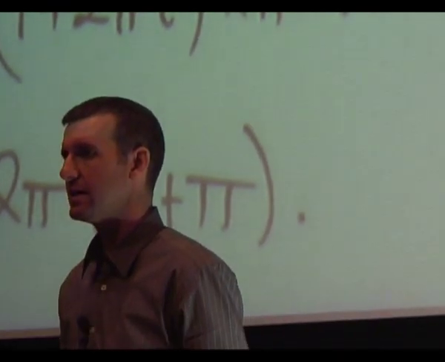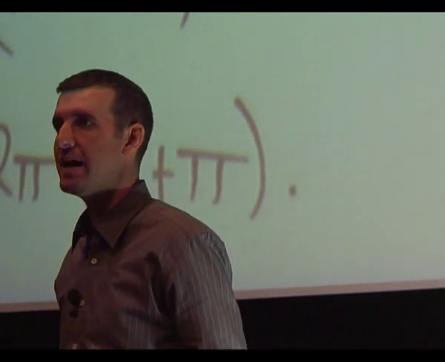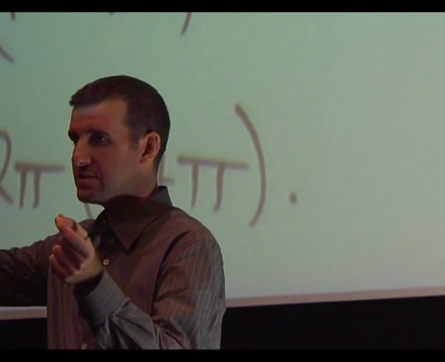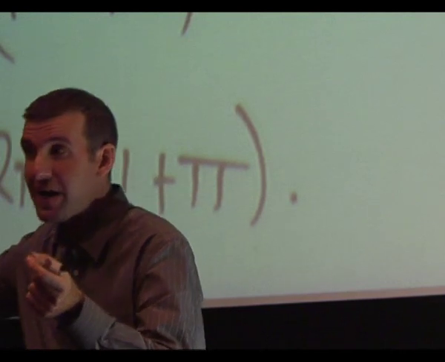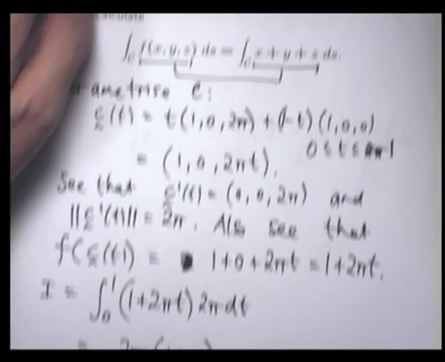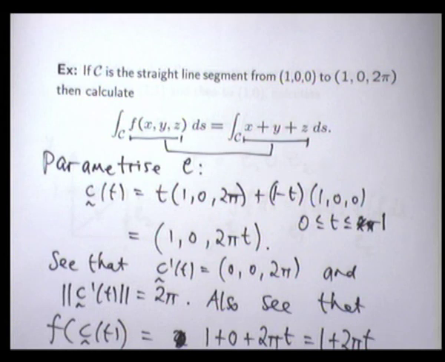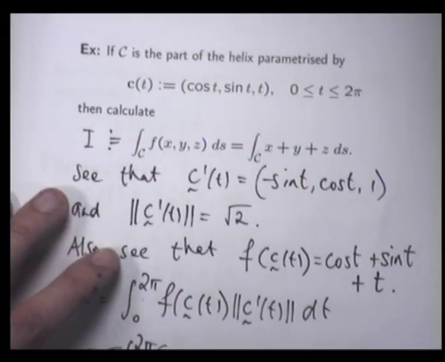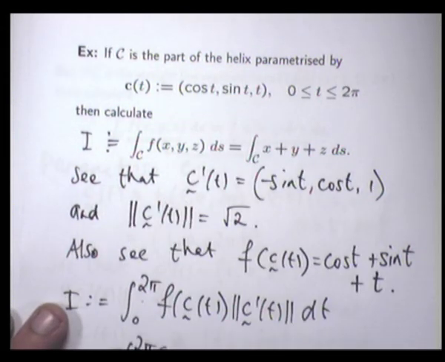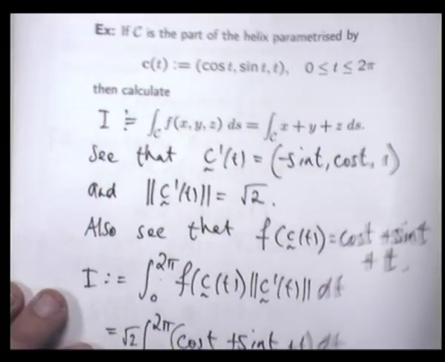Okay, so big deal. So what? It comes back to the question I posed before. Does the value of a path integral depend on the curve or the path? If you go between two points using different paths, will our two answers be different? And the answer is yes, in general. You can see in this example, we're going from this point to this point using a straight line segment. In the previous example, we're also going between those two points, but we're using a helix. And the answer is different. All right, that's an important piece of information.